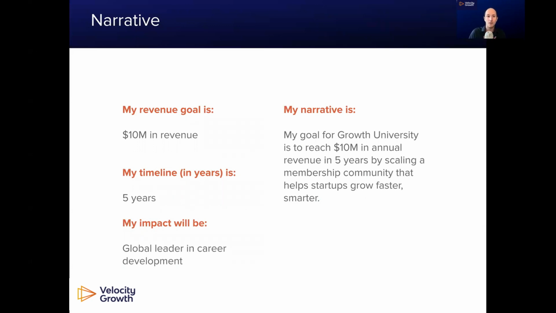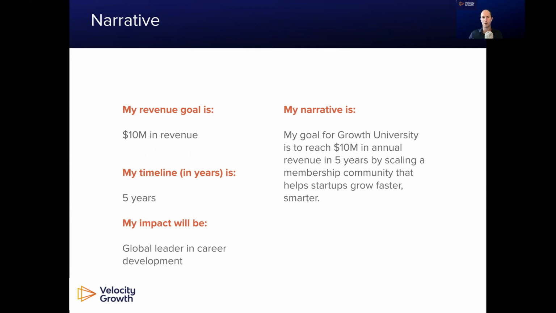So when I look at the narrative for Growth University, for example, my revenue goal over the next X number of years is to build a $10 million plus revenue business over 5 years. And my impact is that I want to be the leader in career development for early to mid-stage startups, right? That's my passion and I want to help startups grow. So this forms the basis of my narrative. My full narrative would be: my goal for Growth University is to reach 10 million in annual revenue in 5 years by scaling a membership community that helps startups grow faster, smarter.